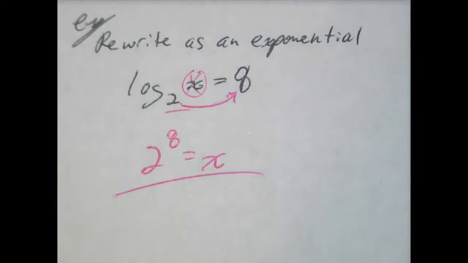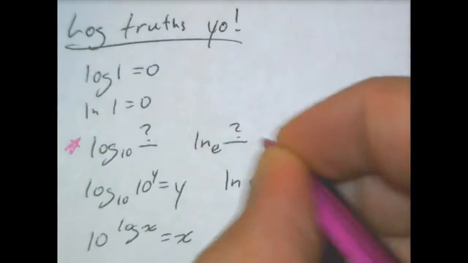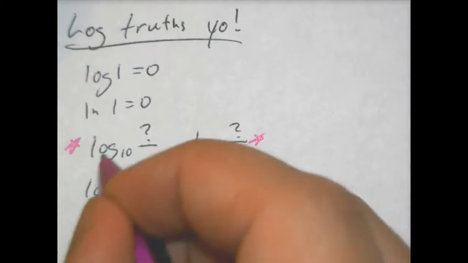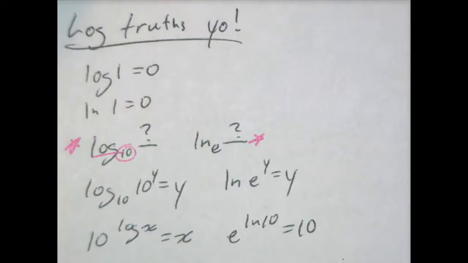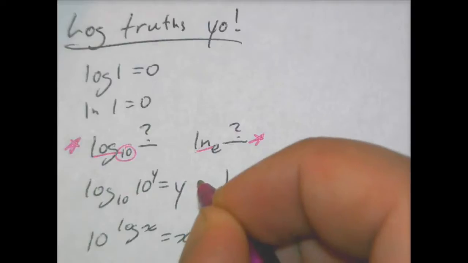Now let's look at some log truths. There we go. Okay, so these are all of the things that you need to know about logs. Definitely know these things. If you don't, it's not a huge deal, but it's a pretty big deal. I probably should have written this first, but really, you need to know these. If you have a log and you do not see a base, it is understood to be 10. If you have a natural log, ln means natural log, write it as ln.